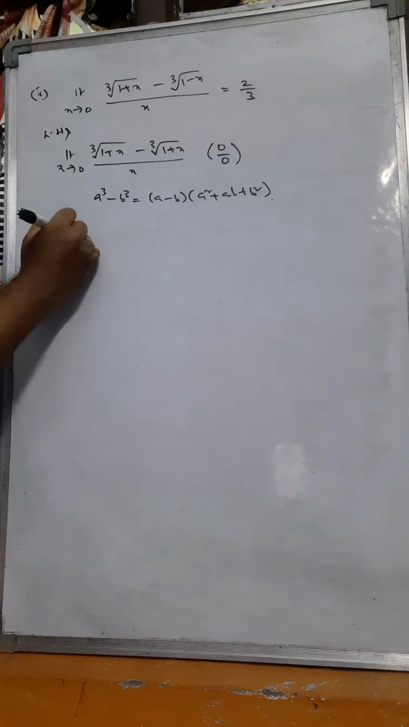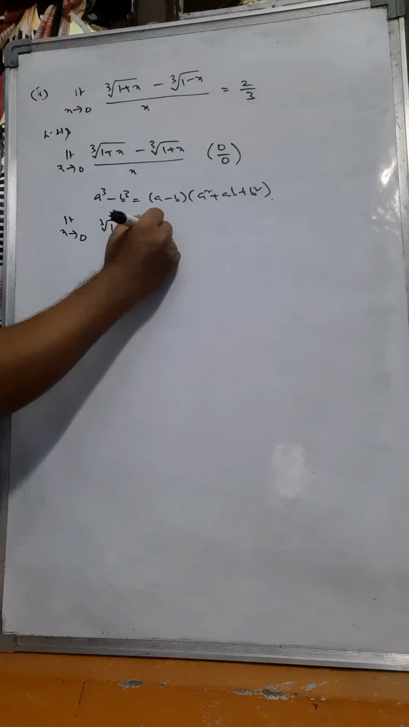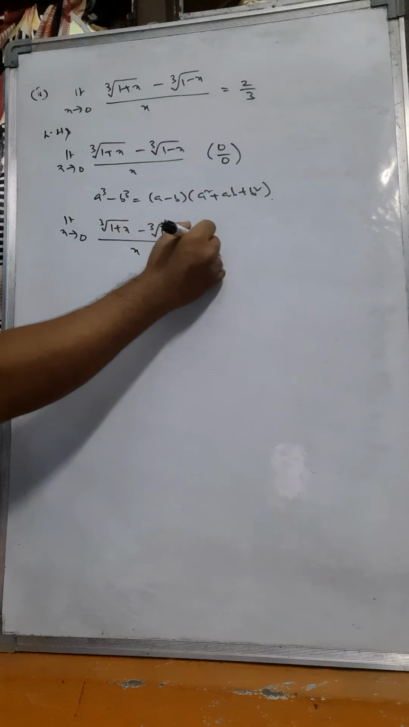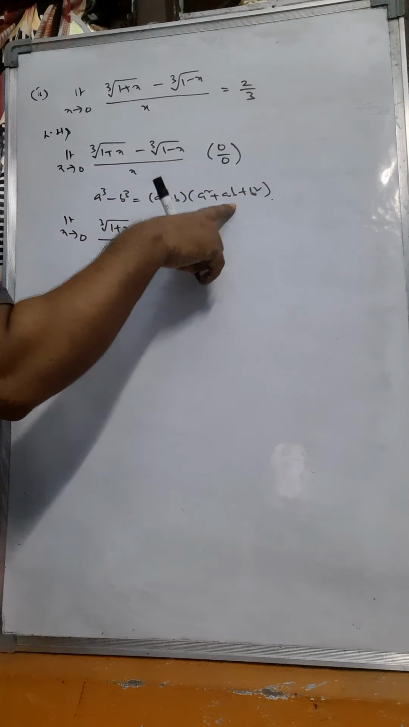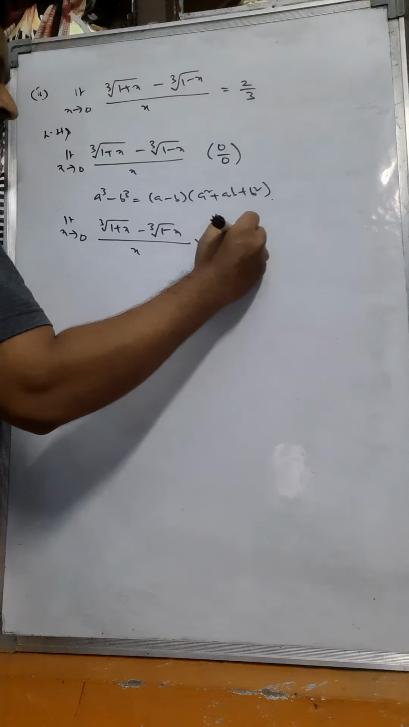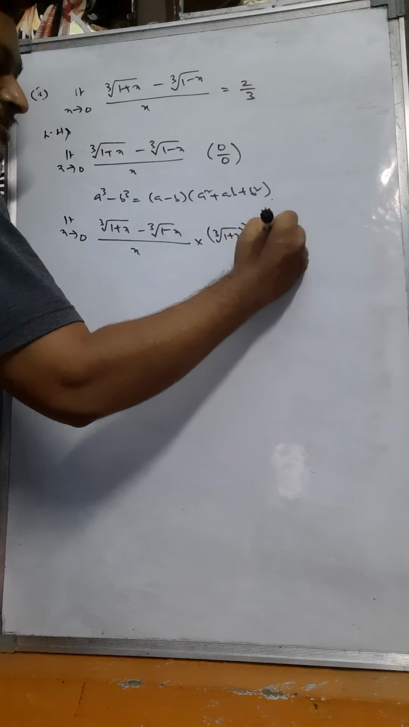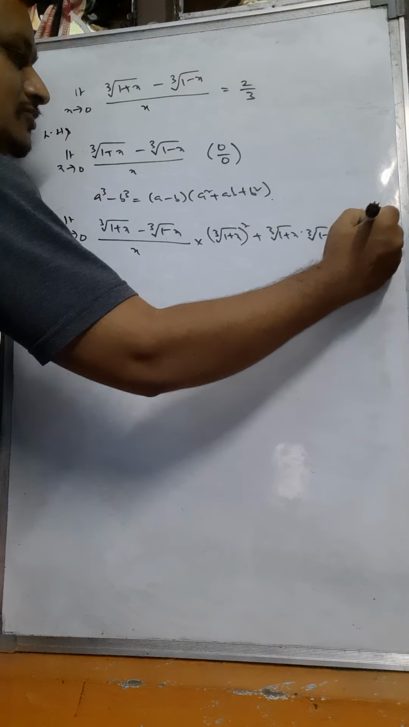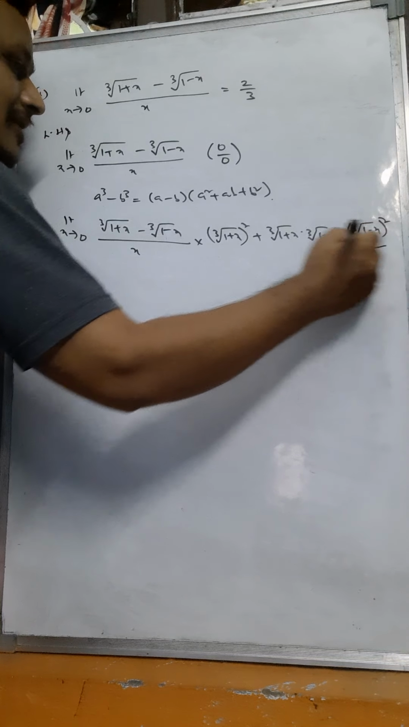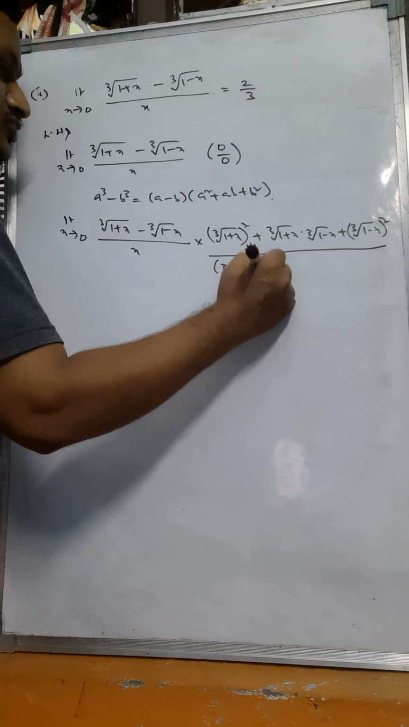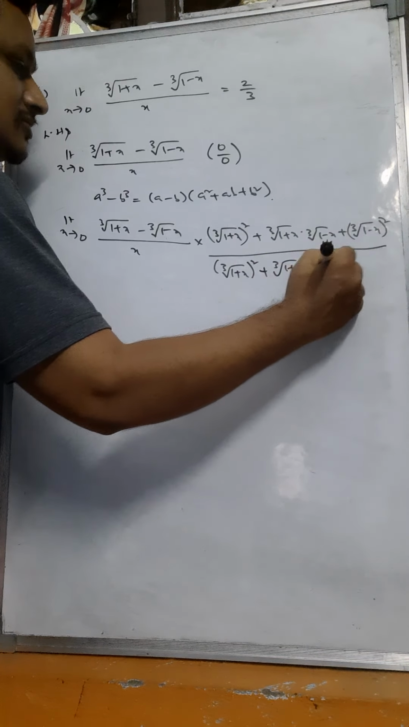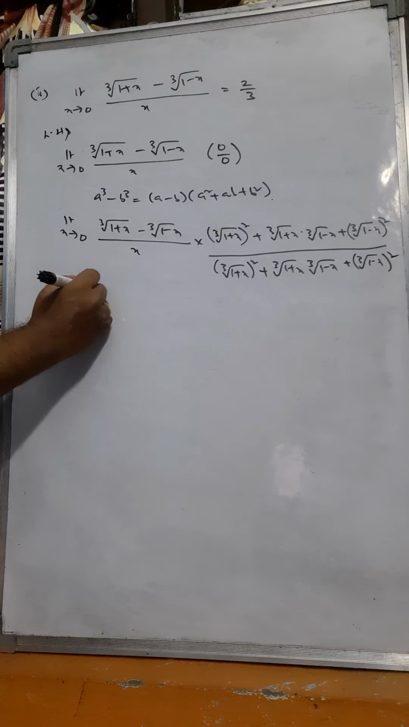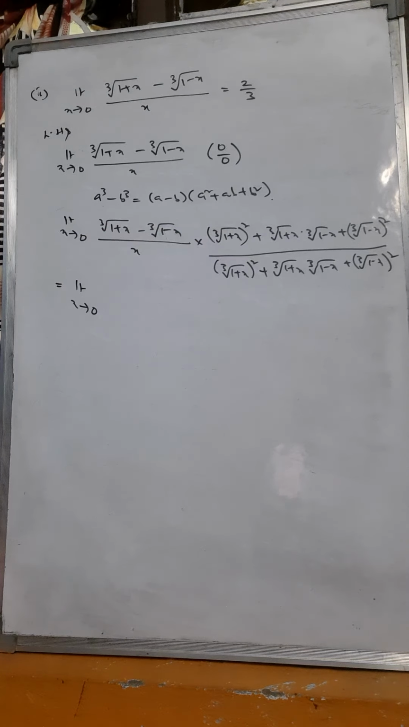So for this one, limit x tends to 0, cube root of 1 plus x minus cube root of 1 minus x by x into the rationalizing factor a square plus ab plus b square. a square means cube root of 1 plus x whole square, plus ab means cube root of 1 plus x into cube root of 1 minus x, plus b square means cube root of 1 minus x whole square. So now the numerator is in the form of a minus b into a square plus ab plus b square.